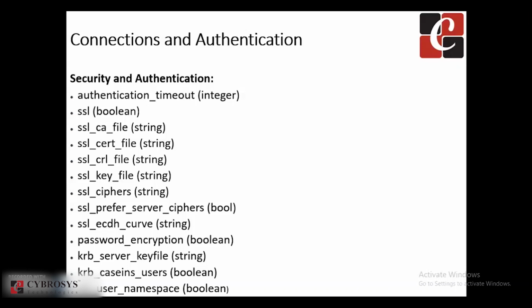Then password encryption. It determines whether the password is to be encrypted or not. By default it is on. Then next one is KRB server key file. It sets the location of the Kerberos server key file. Then next is KRB caseins users, on whether usernames need to be treated as case sensitive. By default it is off.